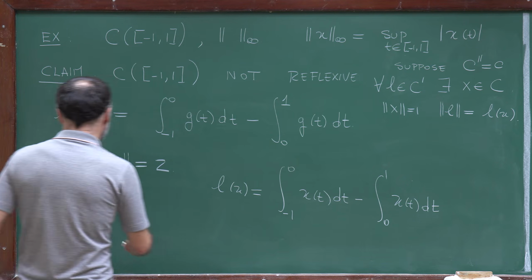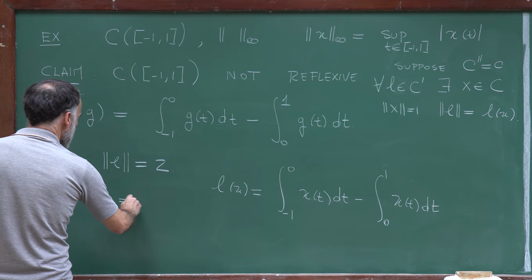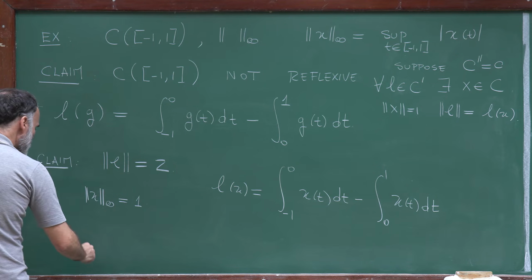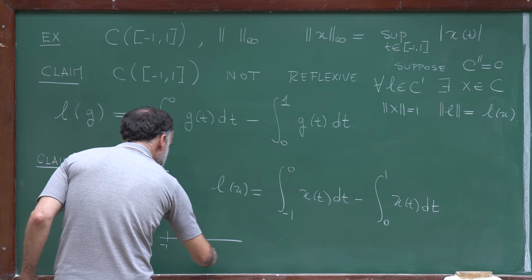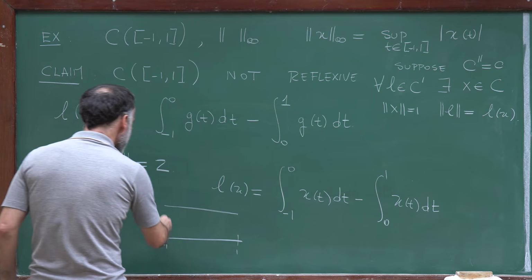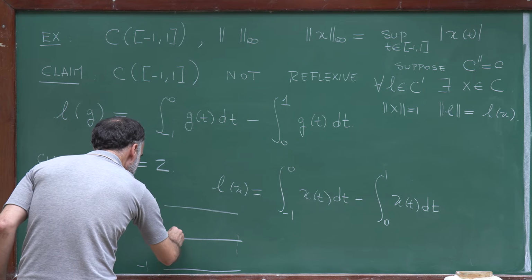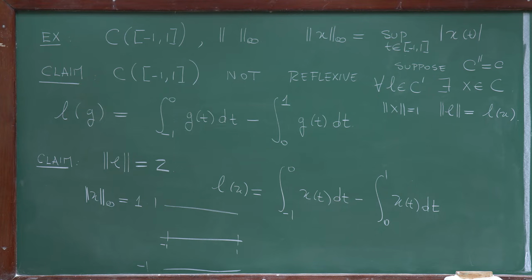So x has infinity norm equal to 1. So this means that we have a continuous function from -1 to 1, which is bounded above by 1, bounded below by -1, and we need to compute this integral.